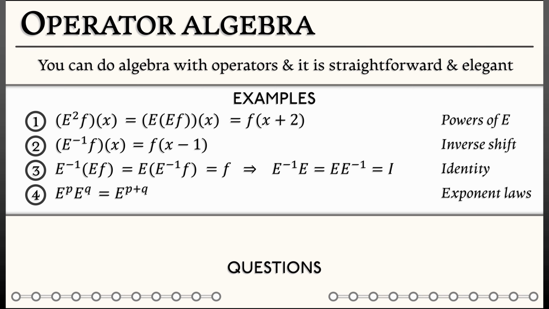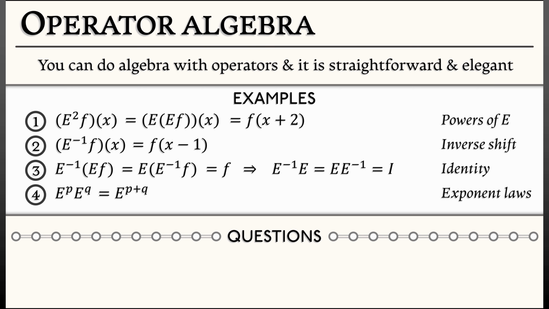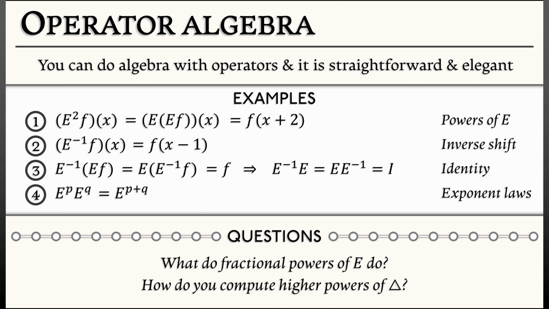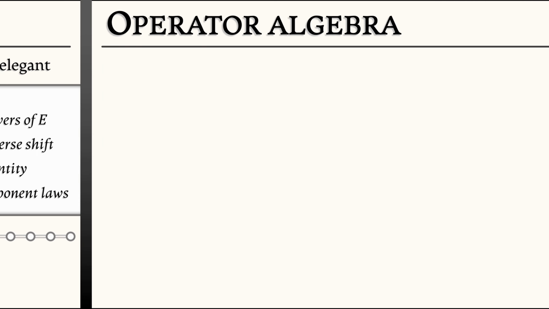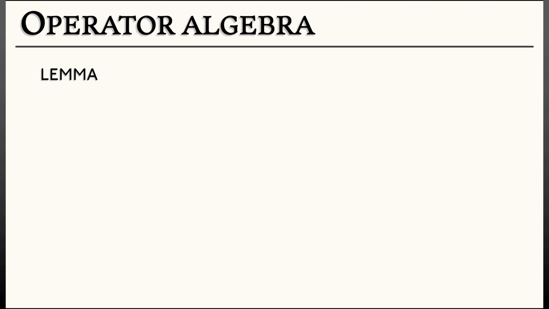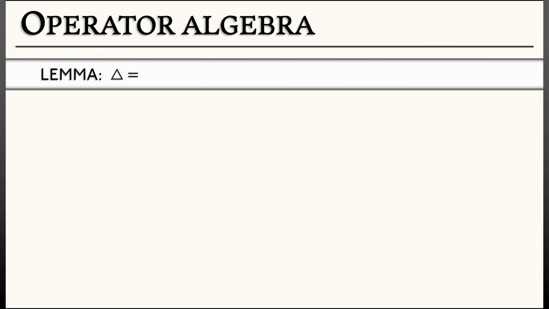Now, at this point, you may have several questions. What do fractional powers of an operator like E look like? What's E to the 1/3? Or how would you compute higher powers of some of the more interesting operators like, say, the forward difference operator, delta? Well, a simple lemma helps out with that last question. Here's the result. Delta is really E minus I. That is, it's the difference between these two operators.